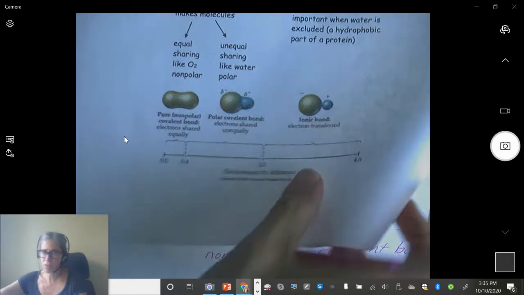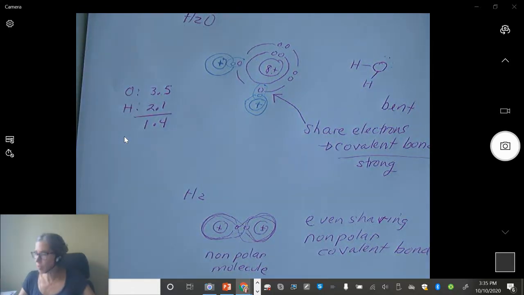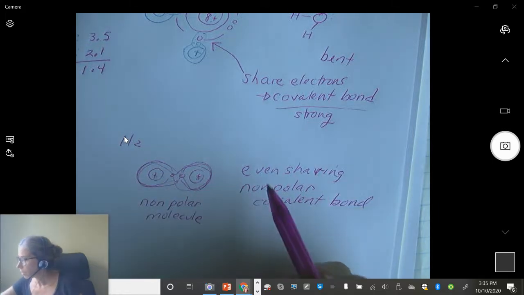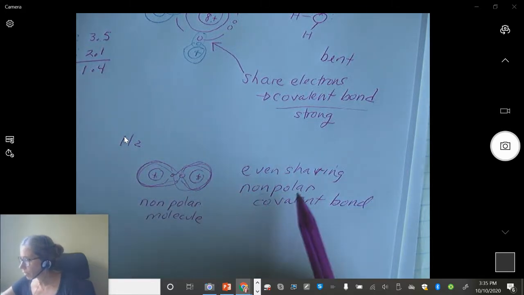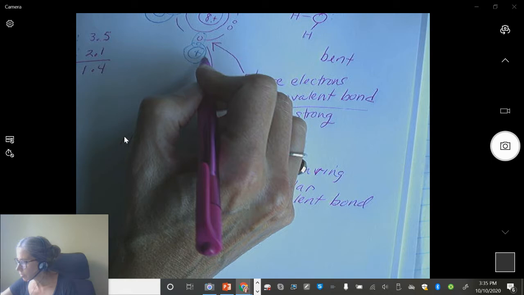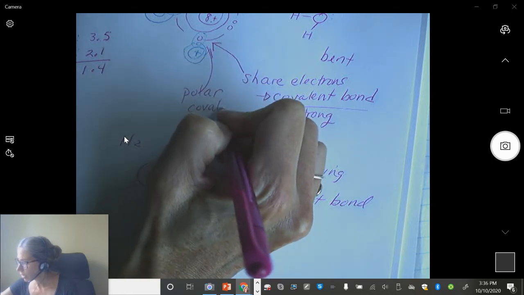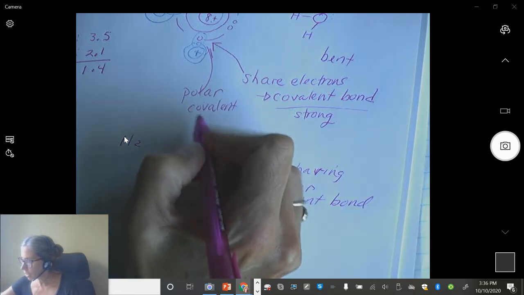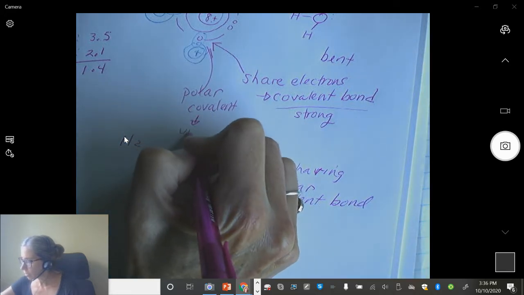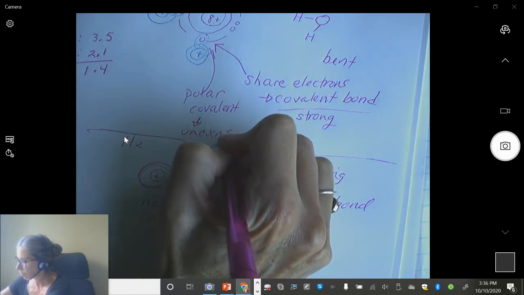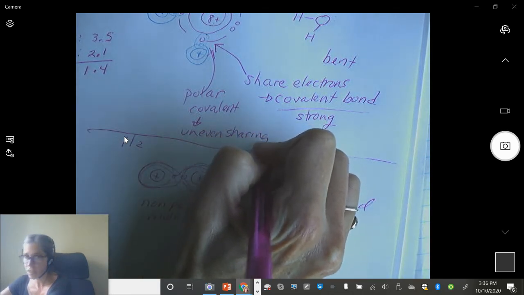You don't have to memorize those numbers. I have them in a chart. That's not one of the things to memorize, but I do want you to know the difference between a nonpolar covalent bond and this one, which is called a polar covalent bond. The reason it's called a polar covalent bond is that you're still sharing, but it's an uneven sharing.